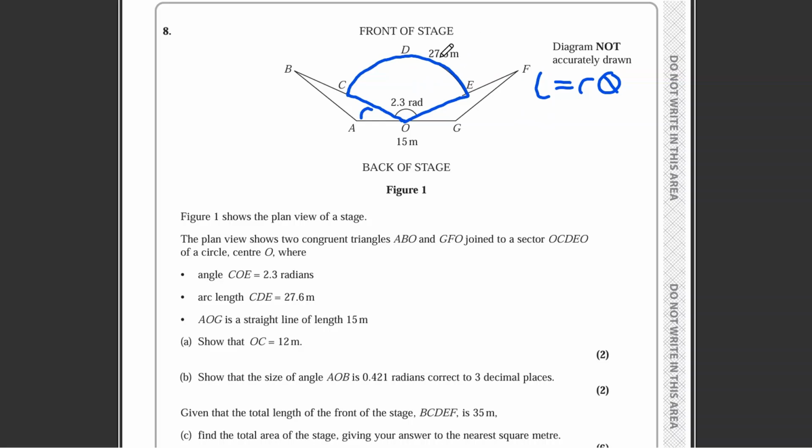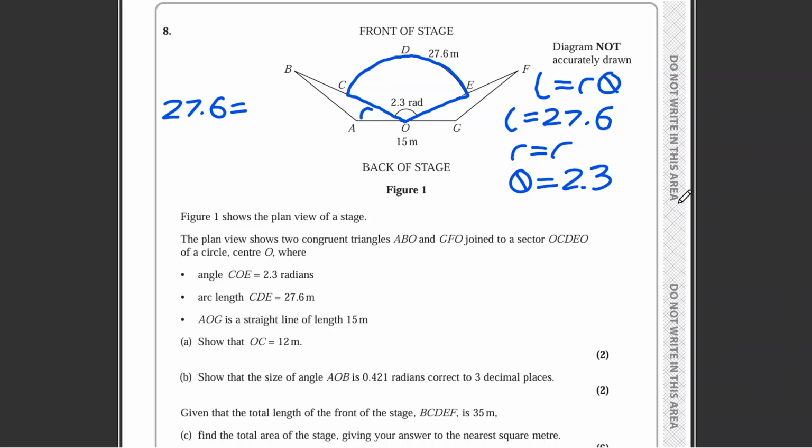Well, we know what L is. This is the length of the arc, so L is equal to 27.6. R is this here that we need to find, this OC, so we'll just call this R for now, and theta is this angle here at the center, which we know is 2.3 radians. So therefore what we can do is sub these values in order to find R and OC. So therefore it's going to be L, which is 27.6, is equal to R times theta.